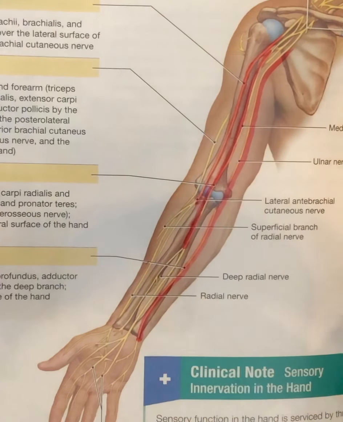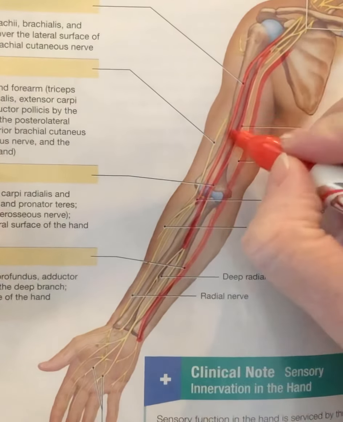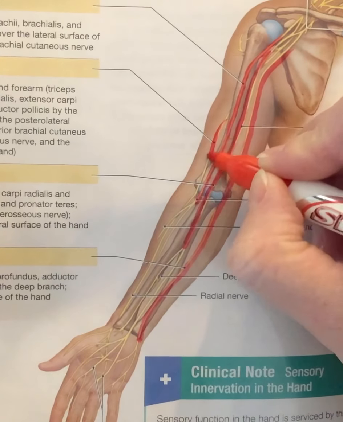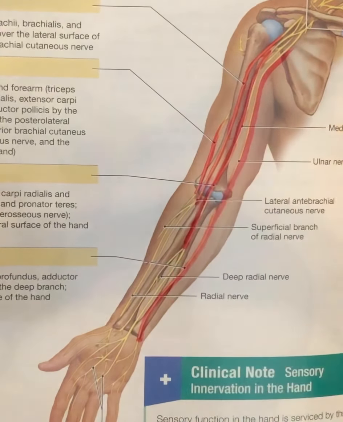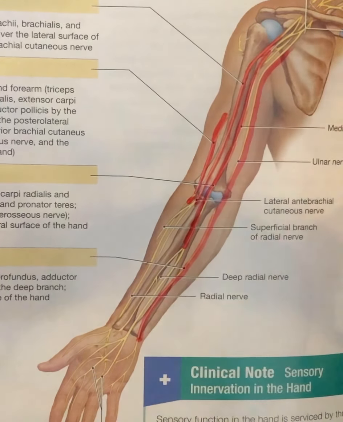All right, the last one here in our brachial plexus is the radial nerve. So that one comes out here more towards the lateral side, the thumb side of your arm. It's not quite as long as the ulnar. The radial nerve innervates the extensor muscles of the arm and the forearm. So think triceps brachii and your extensors, like your extensor carpi radialis, extensor carpi ulnaris, and also your brachioradialis. So those are the muscles that it innervates.